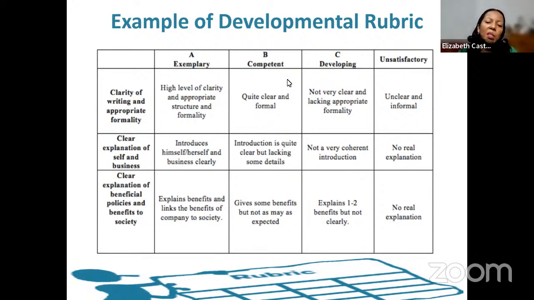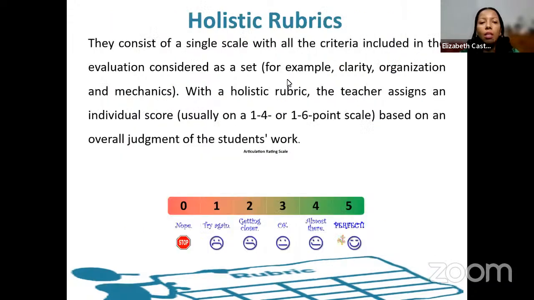Gives some benefits, but not as many as expected. Maybe you ask for 2 or 3 examples and the person only gives one. And then it says explains 1 or 2 benefits, but not clearly. So the person needs to work better on the way he explains or look for better examples. And finally, no real explanation. So unsatisfactory evaluation.